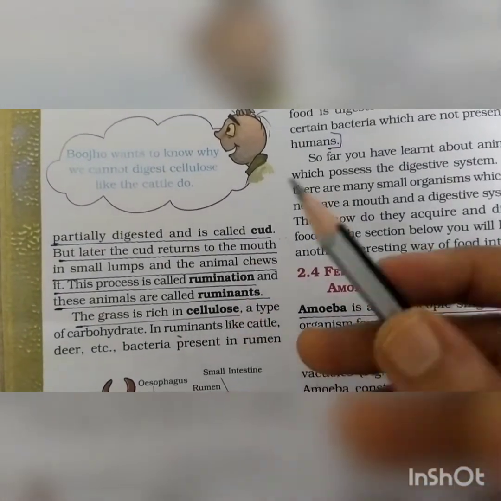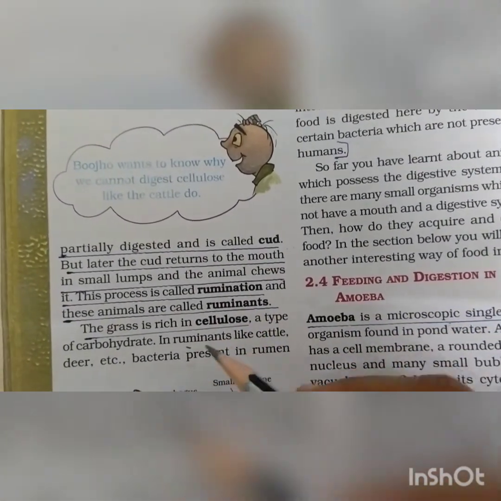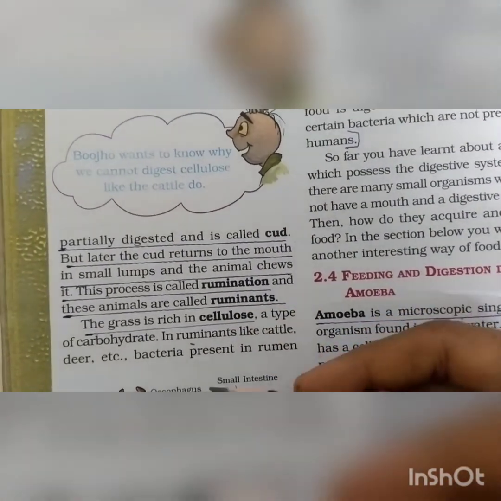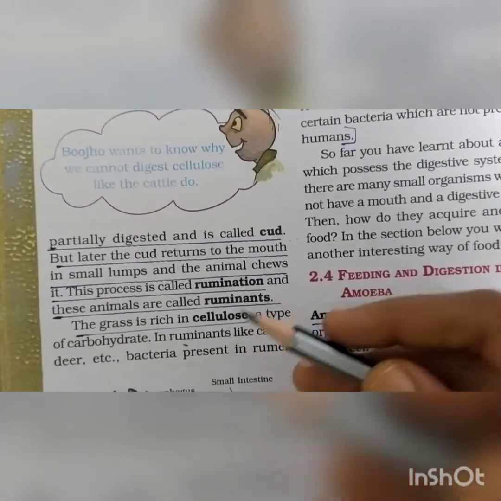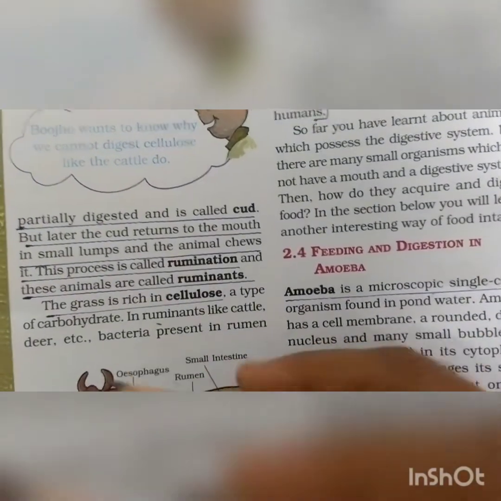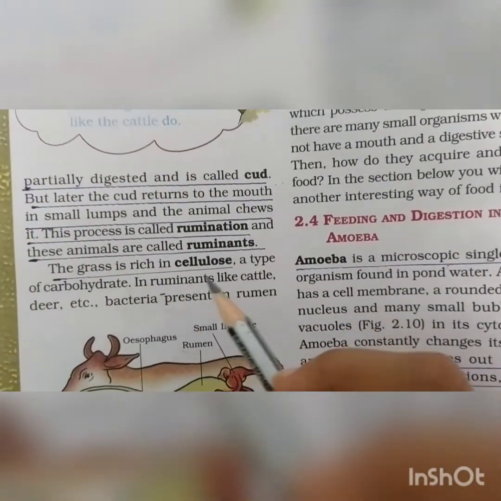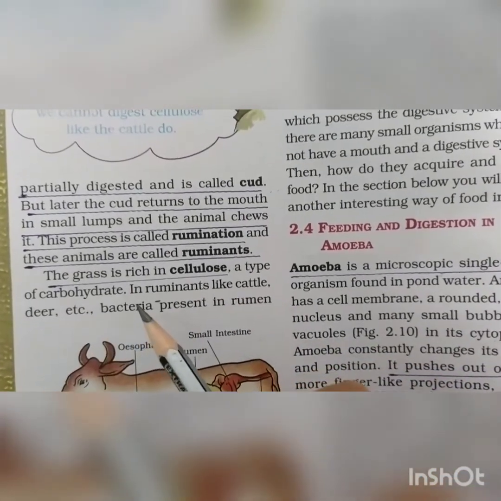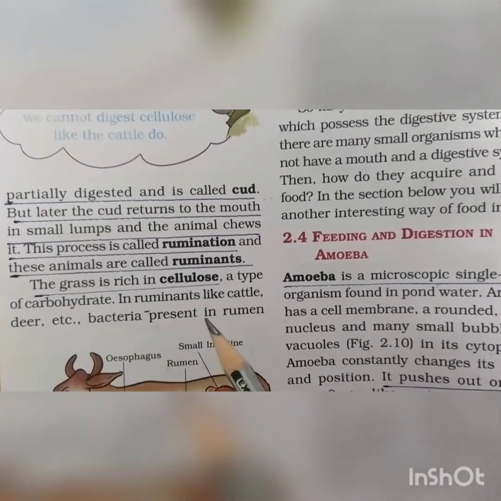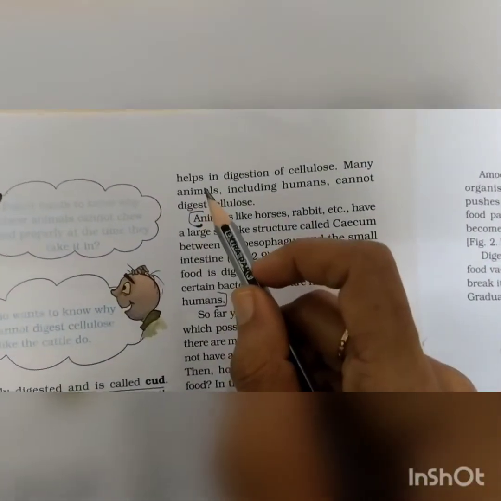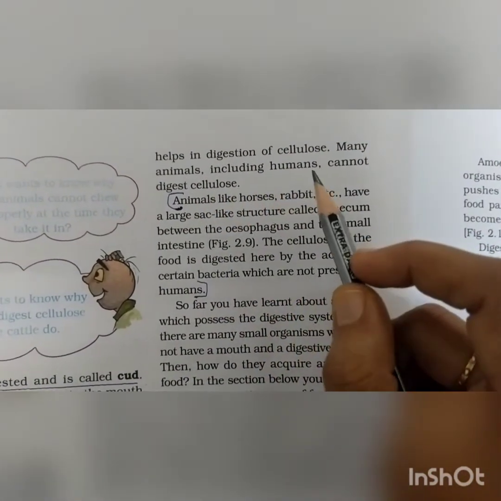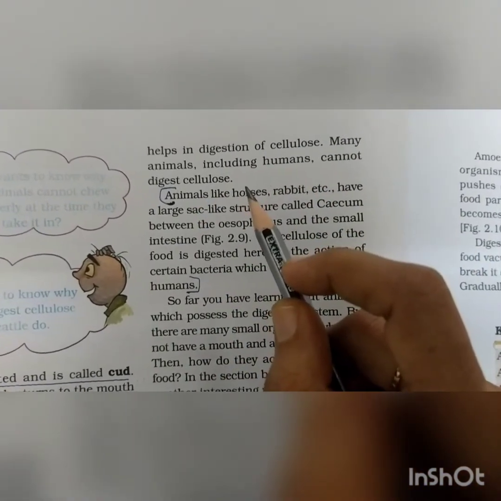Then again, the cud returns to the mouth in the form of small lumps and the animal chews it again. This process is called rumination and therefore these animals are called ruminants. Okay children. The grass is rich in cellulose, a type of carbohydrate. In ruminants like cattle, deer, etc., bacteria present in the rumen help in digestion of cellulose. Many animals, including humans, cannot digest cellulose.